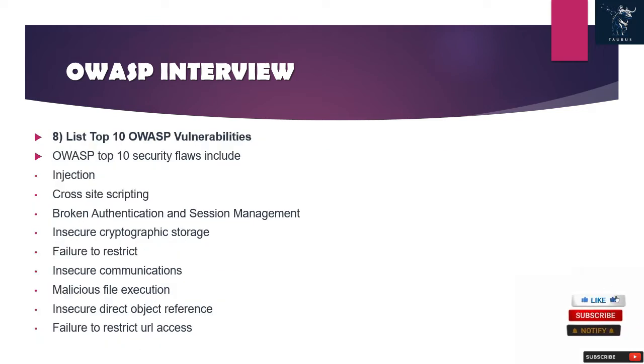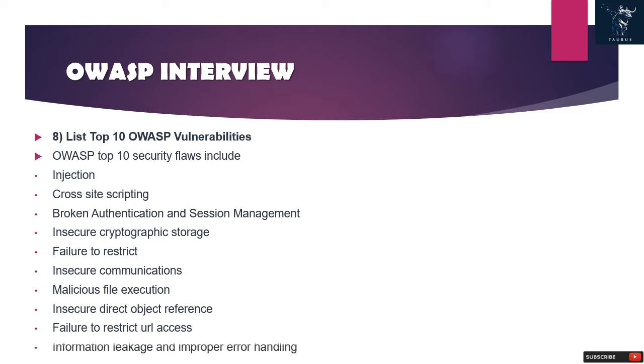8. List the top 10 OWASP vulnerabilities. The OWASP top 10 security flaws include injection, cross-site scripting, broken authentication and session management, insecure direct object reference, cross-site request forgery, insecure cryptographic storage, failure to restrict insecure communications, malicious file execution, failure to restrict URL access, information leakage, and improper error handling.